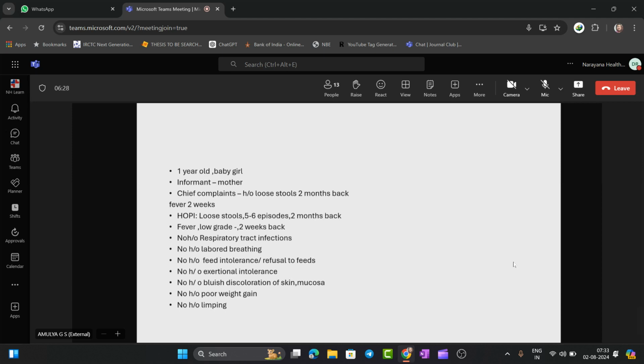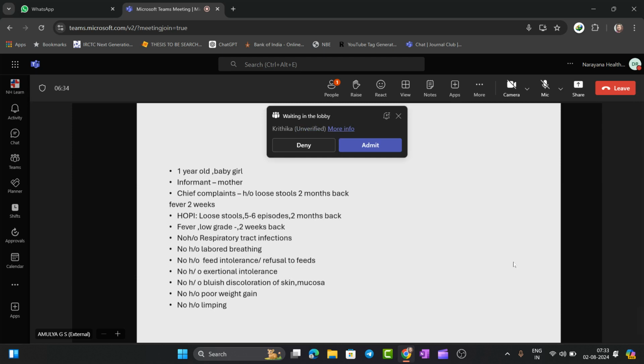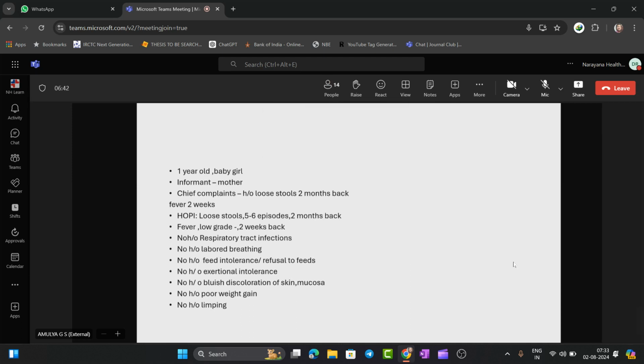She also complained of fever, which is low grade, 2 weeks back. Mother gives no history of respiratory tract infections, no history of labored breathing, no history of feed intolerance or any refusal to feeds. There is no history of any exertional intolerance, no history of bluish discoloration of skin or mucosa. And there is no history of poor weight gain. There is no history of limping or any syncope.